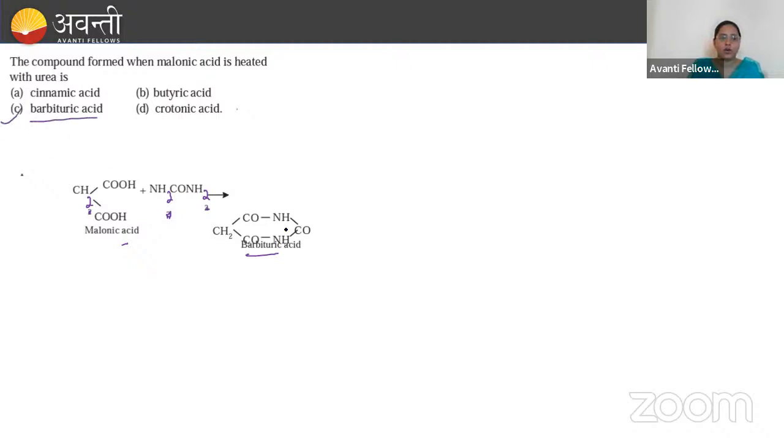Barbituric acid. Okay, this is the structure. CH2, CO, here is CO, NH, NH. Okay, and here again CO. Any doubt in this? This is barbituric acid, option number C.